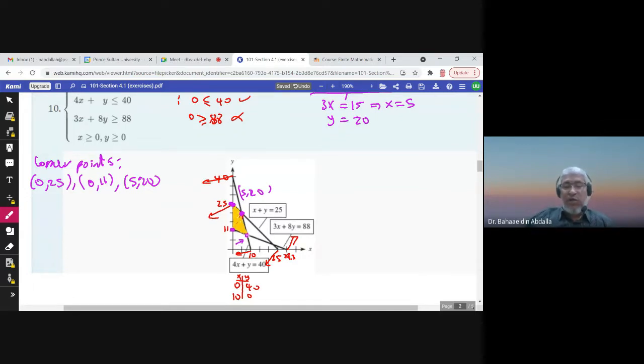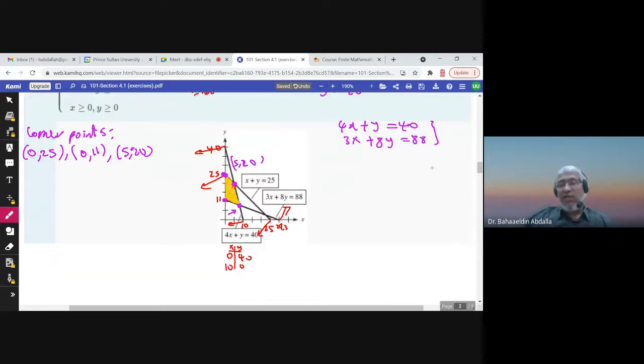Now what about the coordinates of this point? For this point, it is the intersection between the line 4x plus y equals 40, this line, and this line, which is 3x plus 8y equals 88. Well, this is y, so I will multiply the first equation by negative 8. So negative 32x negative 8y equals negative 320. And I have 3x plus 8y equals 88.